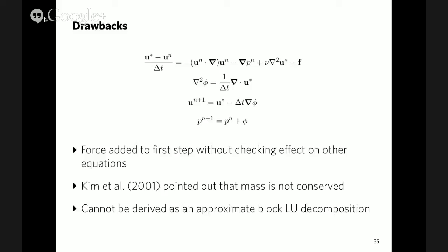And another problem for me is that it didn't fit in this framework of the projection method. I'm not saying it's wrong, but if it doesn't fit, then that means that there is no consistent discretization of those set of equations, which can be solved as a projection method. So I felt it was important to write down the equations in a way that was consistent, and which could be derived in a discrete form.